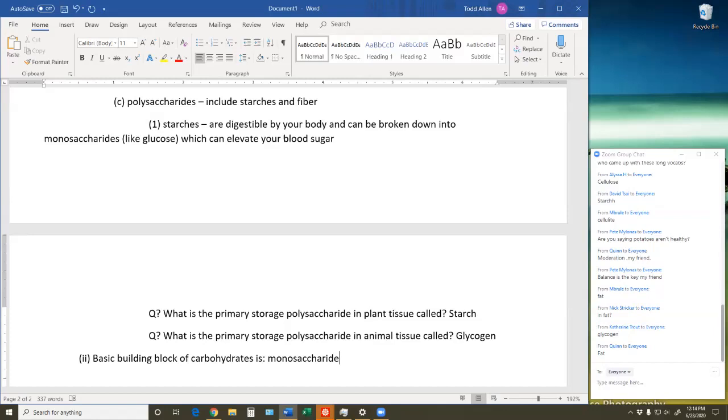And there's different kinds of monosaccharide. You will learn that as you read the book. Glucose is a monosaccharide. Fructose is a monosaccharide. Arabinose is a monosaccharide. Deoxyribose is a monosaccharide. There are many, many different kinds of monosaccharides. Any questions, gang?